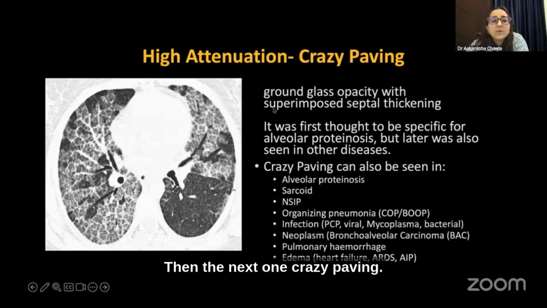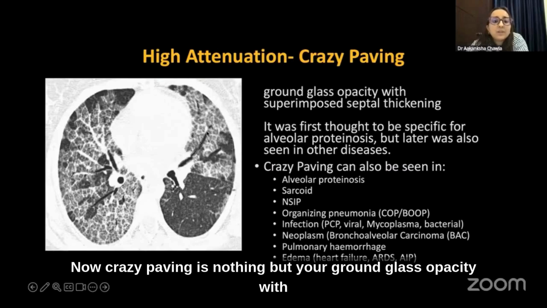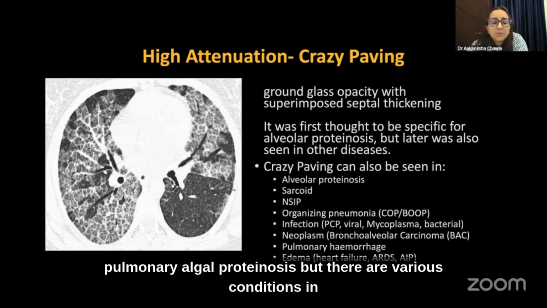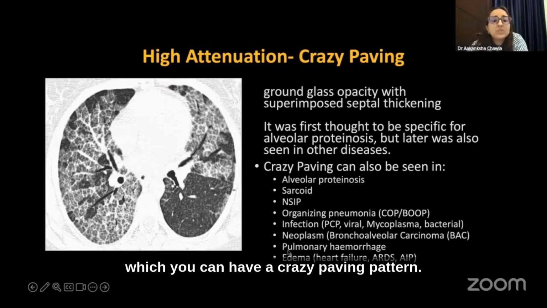Then the next one is your crazy paving. Now, crazy paving is nothing but your ground glass opacity with superimposed septal thickening. It was thought that it is very specific for pulmonary alveolar proteinosis, but there are various conditions in which you can have a crazy paving pattern.